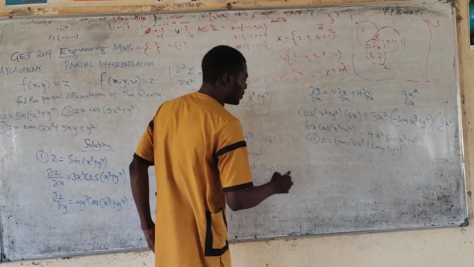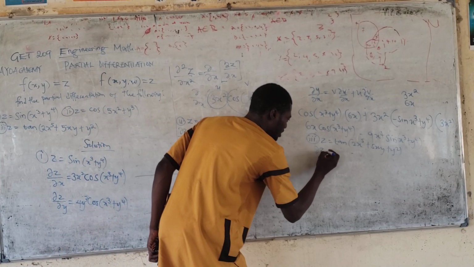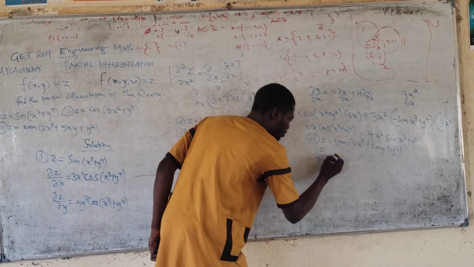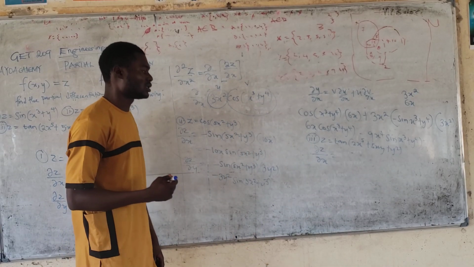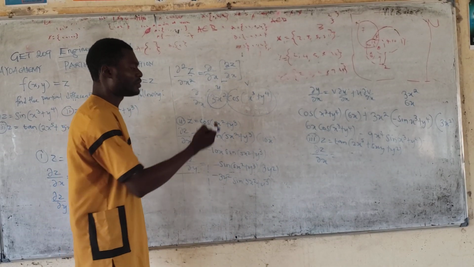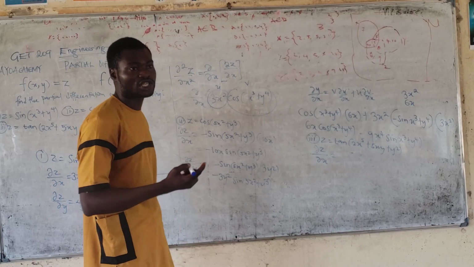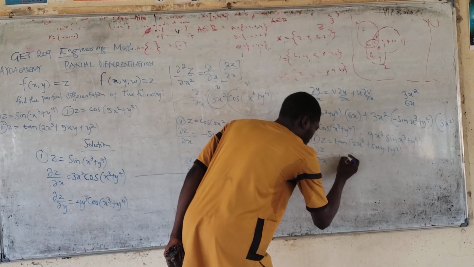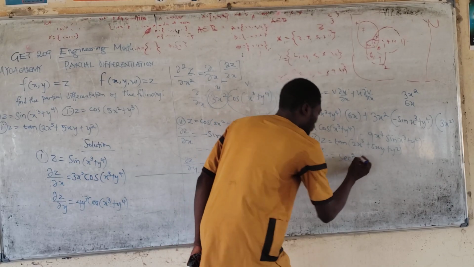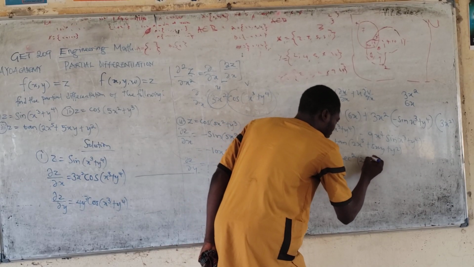So now we have dz over dx. We are working on y and z and x. So when we differentiate tan, it gives us sec squared, sec squared with everything inside. Is that taking out?